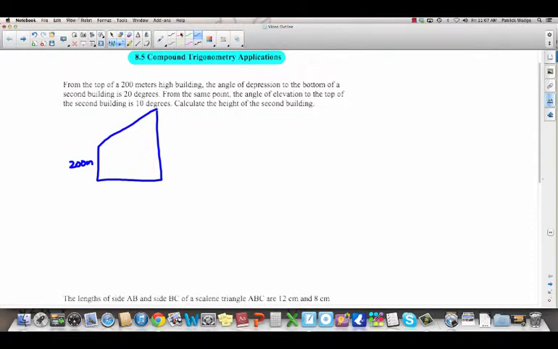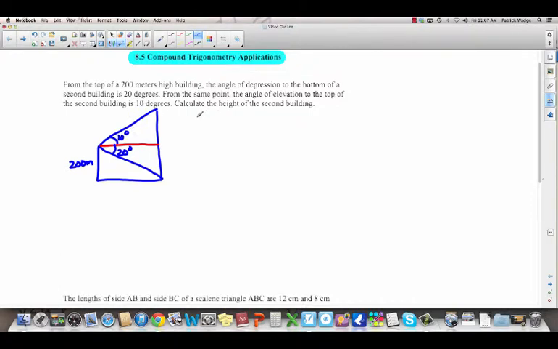And then there's an angle of elevation and an angle of depression. Remember, for both of those, you measure the angle from the horizontal. So you need to draw a horizontal in there. And it says the angle of depression first. So the angle of depression, remember, is not here. It has to be between this line and the horizontal. So the angle of depression is right here, and it is 20 degrees. And from this same point, the angle of elevation, up here, is 10 degrees.